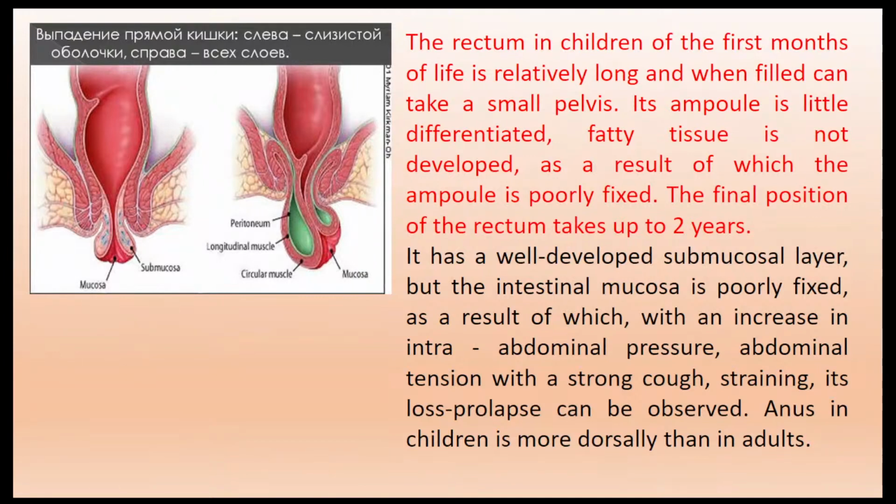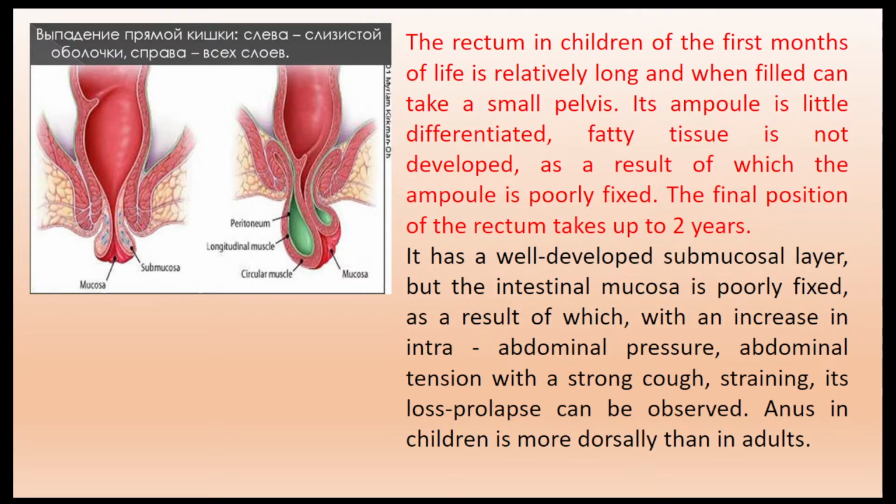The rectum in children in the first months of life is relatively long and when filled can take up the small pelvis. The ampulla is little differentiated. Fatty tissue is not developed, as a result of which the ampulla is poorly fixed. The rectum takes its final position by 2 years old.